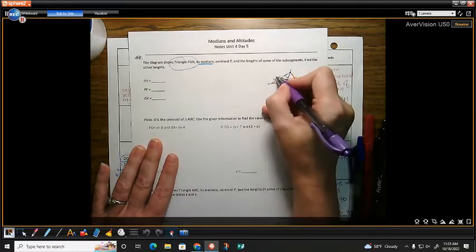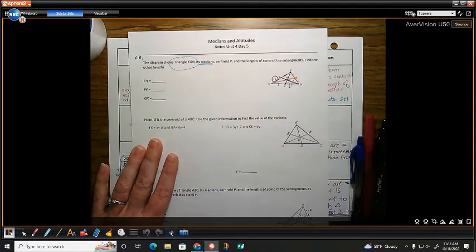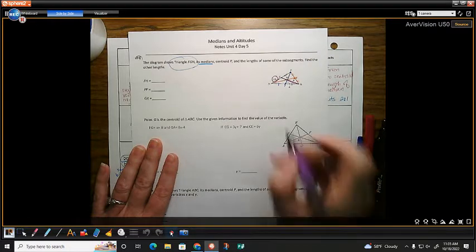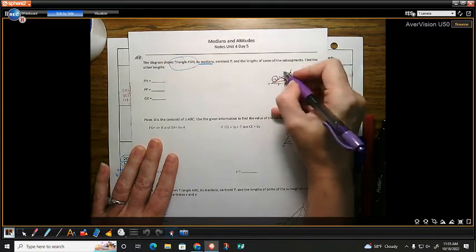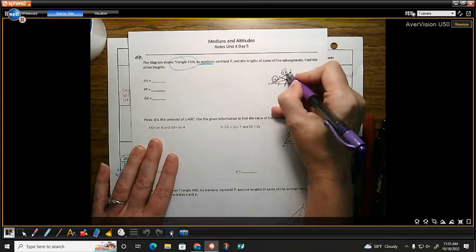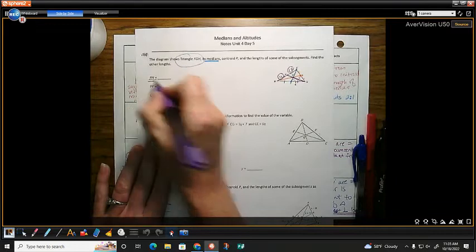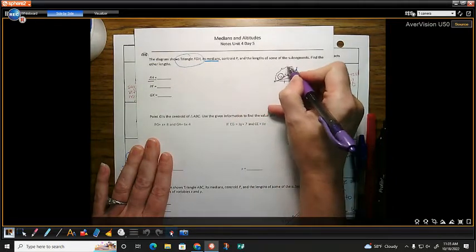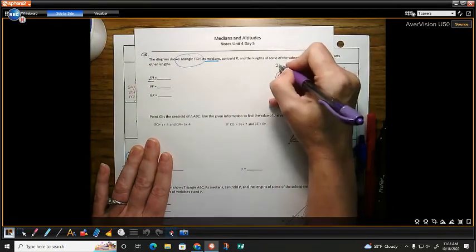Shockingly enough, look, XH is 12. So automatically, what do you know? XF has to be 12 because they're congruent. And so then when it comes over here and asks for FH, which is the whole thing, I know the whole thing is 24.